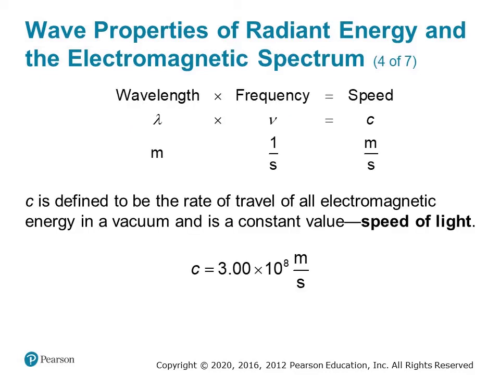Light waves, like any type of wave, behave according to the equation that the wavelength of the wave multiplied by its frequency is equal to the wave's speed. In the particular case of light, the speed in a vacuum is abbreviated as c and has the constant speed of approximately 3.00 times 10 to the 8th meters per second, regardless of the type of light involved.